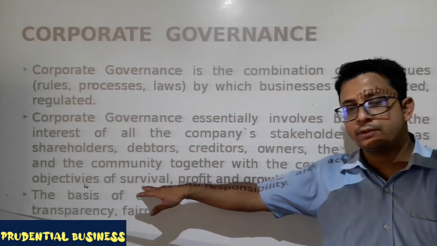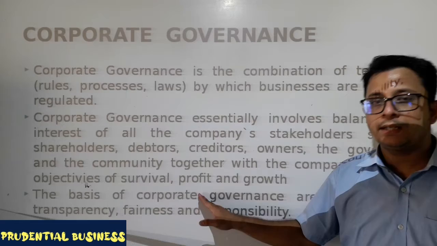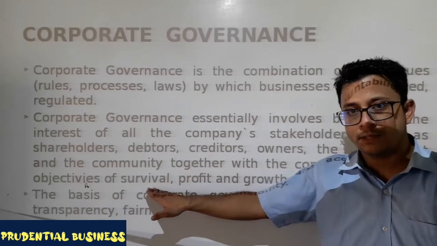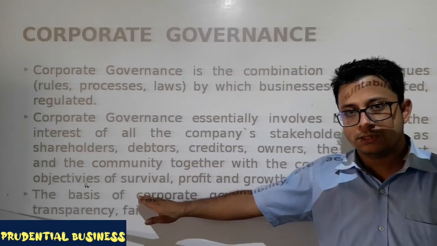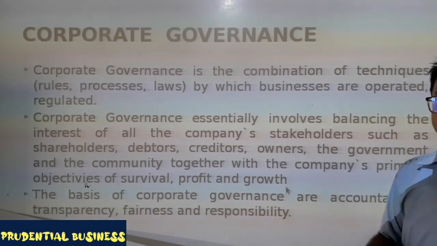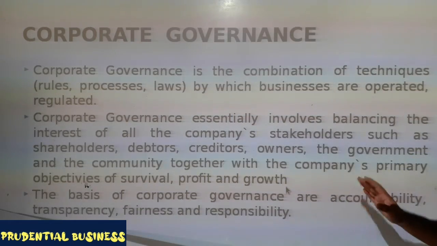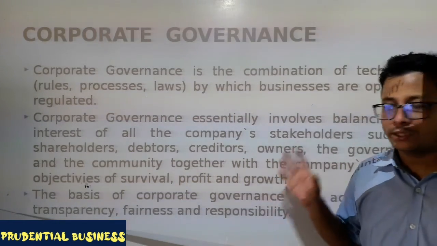The primary objective can be survival, or profit, and after receiving the profit, it helps them to stay in the market and to grow according to the needs and wants of the society. So that is the meaning of corporate governance.